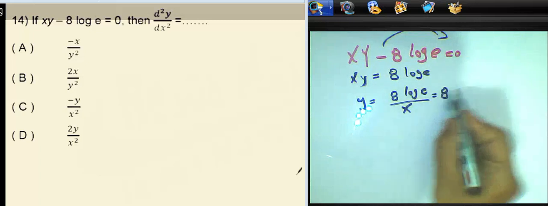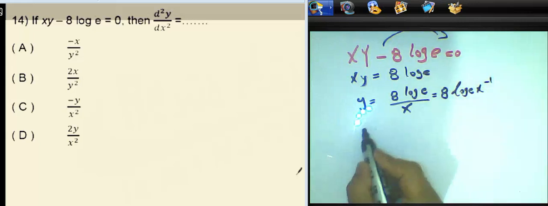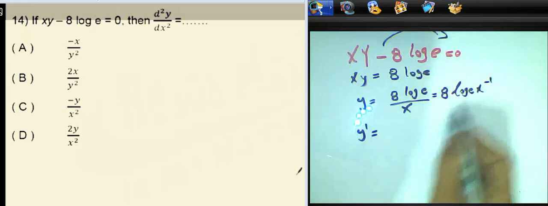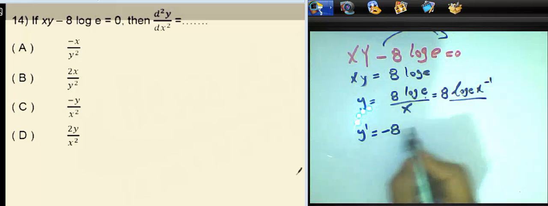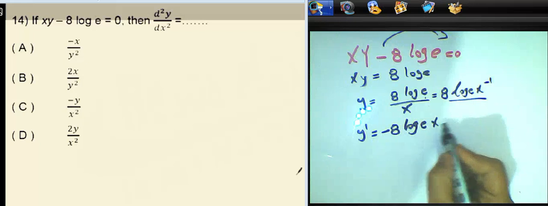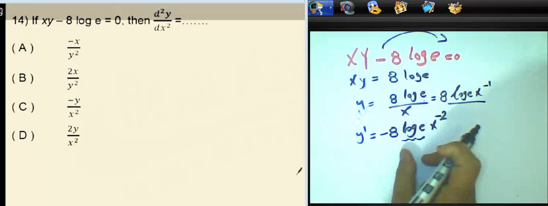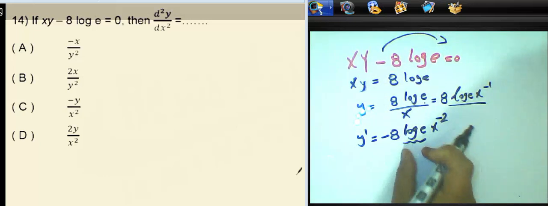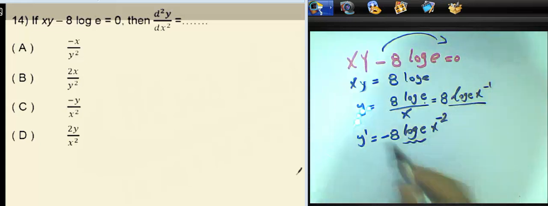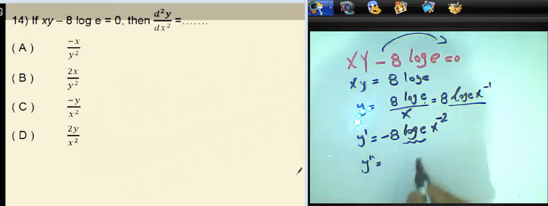We know 8 multiplication by logarithm e x power negative 1. Then y dash here will be what? We can drop the power here. It will be negative 8 logarithm e x power negative 2, because it's constant. Logarithm e is constant. It's a number. Okay, my students, don't forget this. Logarithm e, it's the number constant here, and we can write the second derivative here because he asked about second derivative. We can drop the power here.